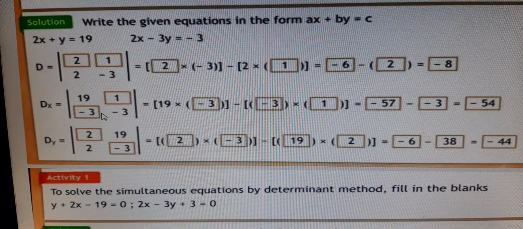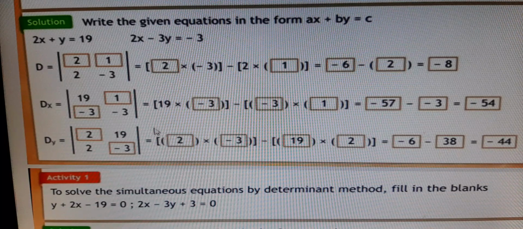Now for dx we follow the rule 32, meaning the third term 19 and the second term 1: 19, 1. Here also the third number minus 3 and the second number minus 3. Here also, minus 3, minus 3. 19 into minus 3 becomes minus 57, and minus 1 into 3 becomes minus 3, and this is the minus sign of the formula. Now minus minus becomes plus 3. Minus 57 plus 3 becomes minus 54.